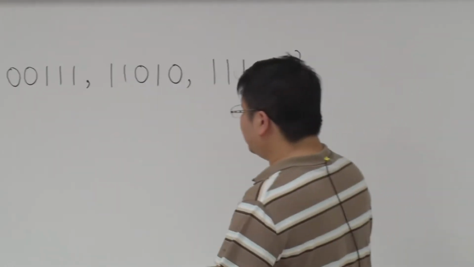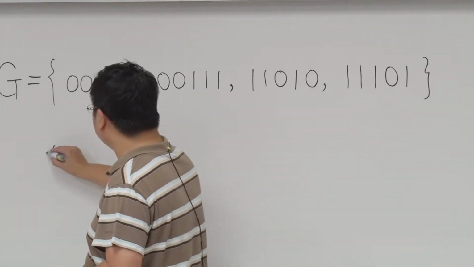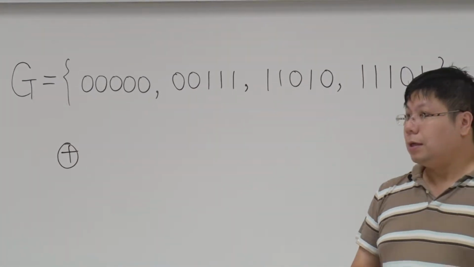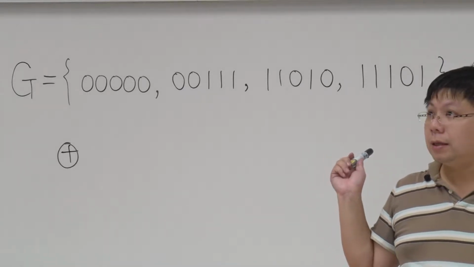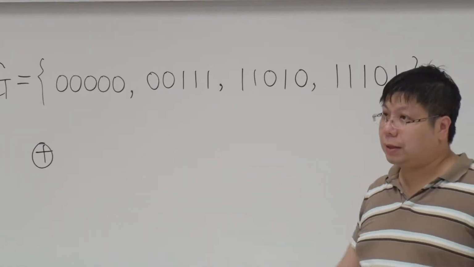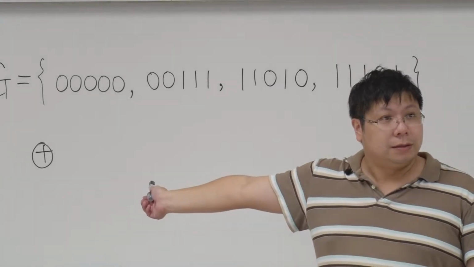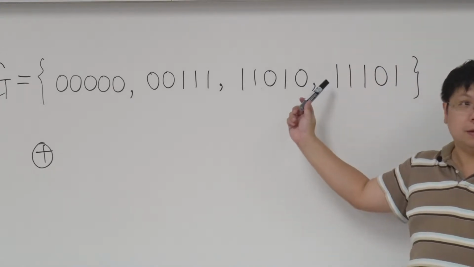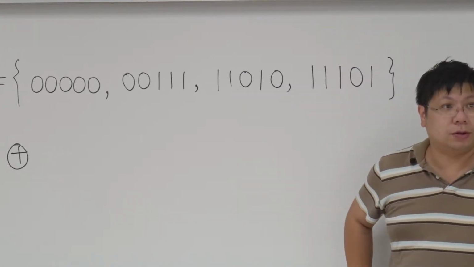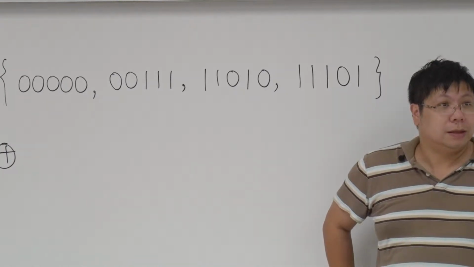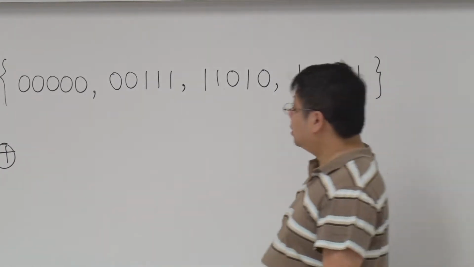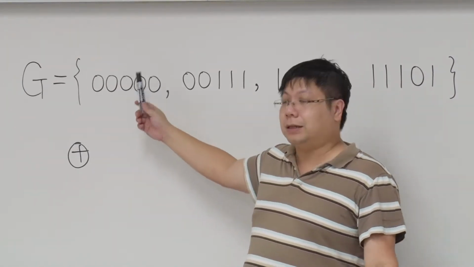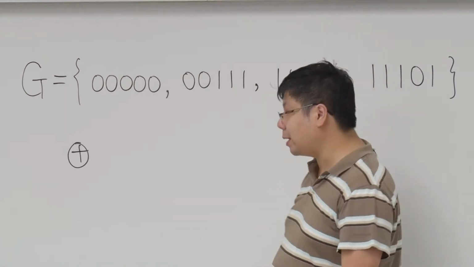So we want to check whether this is going to give a group under the bitwise exclusive or operation. So how do we check? This is a finite set, a subset of all the 5-bit strings with this operator. To check whether it forms a group, we just need to check whether it is closed under this operation. This first one, 0, 0, 0, 0, 0, is the identity. Doing anything with the identity doesn't make any difference.